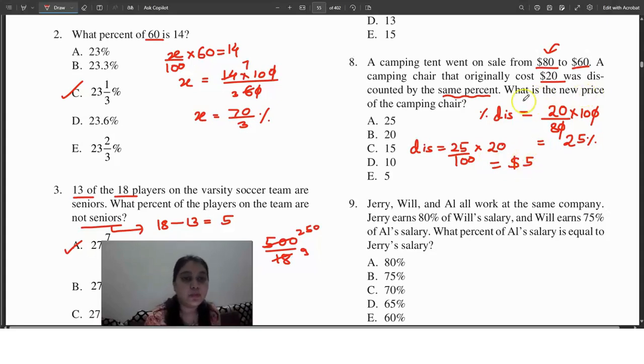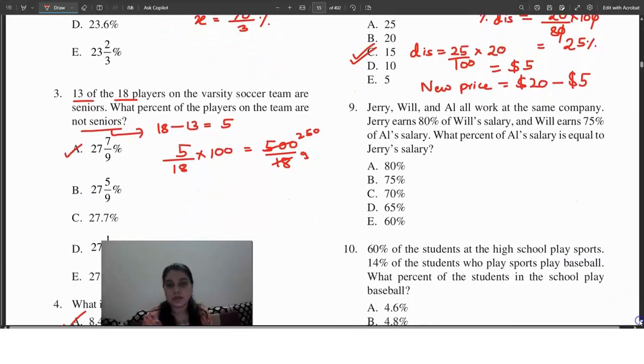Now, what is the new price of the chair? So new price is original price minus discount. $5 is the discount. The original price minus the discount, that is 15, is going to be the new price of the chair.